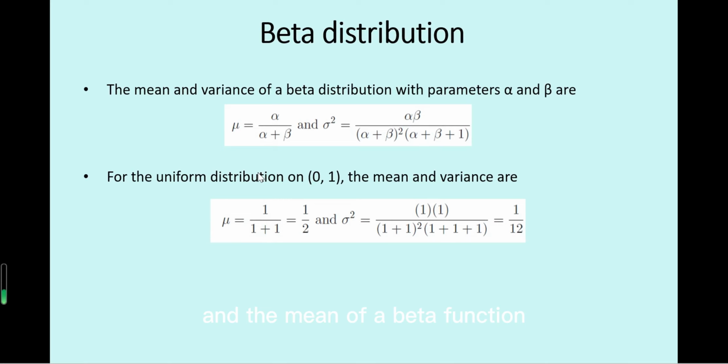The mean of a beta distribution is alpha divided by alpha plus beta. So this mean value is also between 0 and 1. And the variance is alpha times beta divided by alpha plus beta squared, times alpha plus beta plus 1 in the denominator. For the uniform distribution on 0 and 1, the mean value is 0.5 and the variance is 1/12.